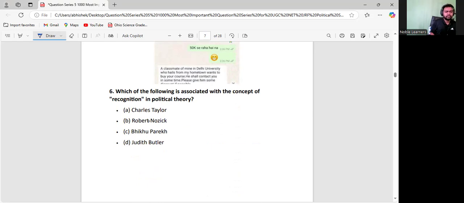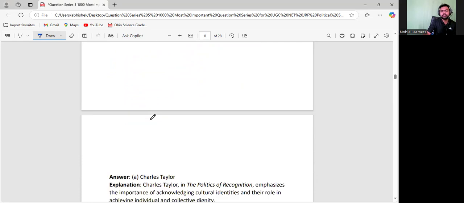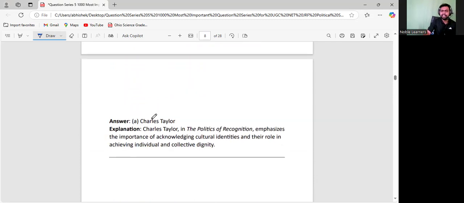Now, the next one is, which of the following is associated with the concept of recognition in political theory? So, the concept of recognition is given by a lot of people. Maybe Nancy Fraser is also one of the thinkers, but over here, the recognition concept is given by Charles Taylor. You have to remember, because Charles Taylor said that it is the responsibility of the society as well as the state to recognize the culture, tradition, and convention of each and every community in the society. Otherwise, they will feel alienated.